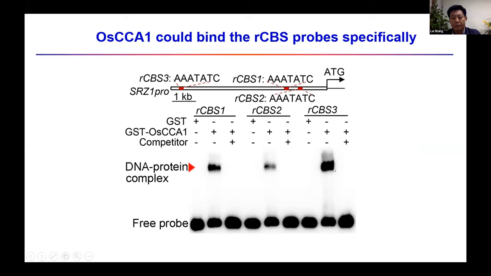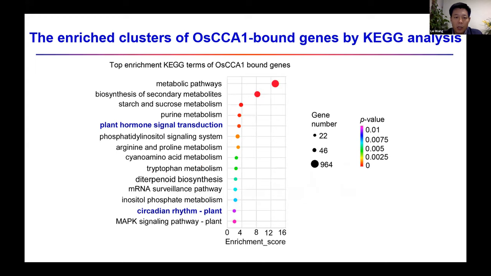We also performed the KEGG analysis to check which classes were enriched among the OsCCA1 binding genes. This showed the hormone signal transduction cluster, and another one is circadian rhythm. This is in line with OsCCA1 being a circadian clock component.